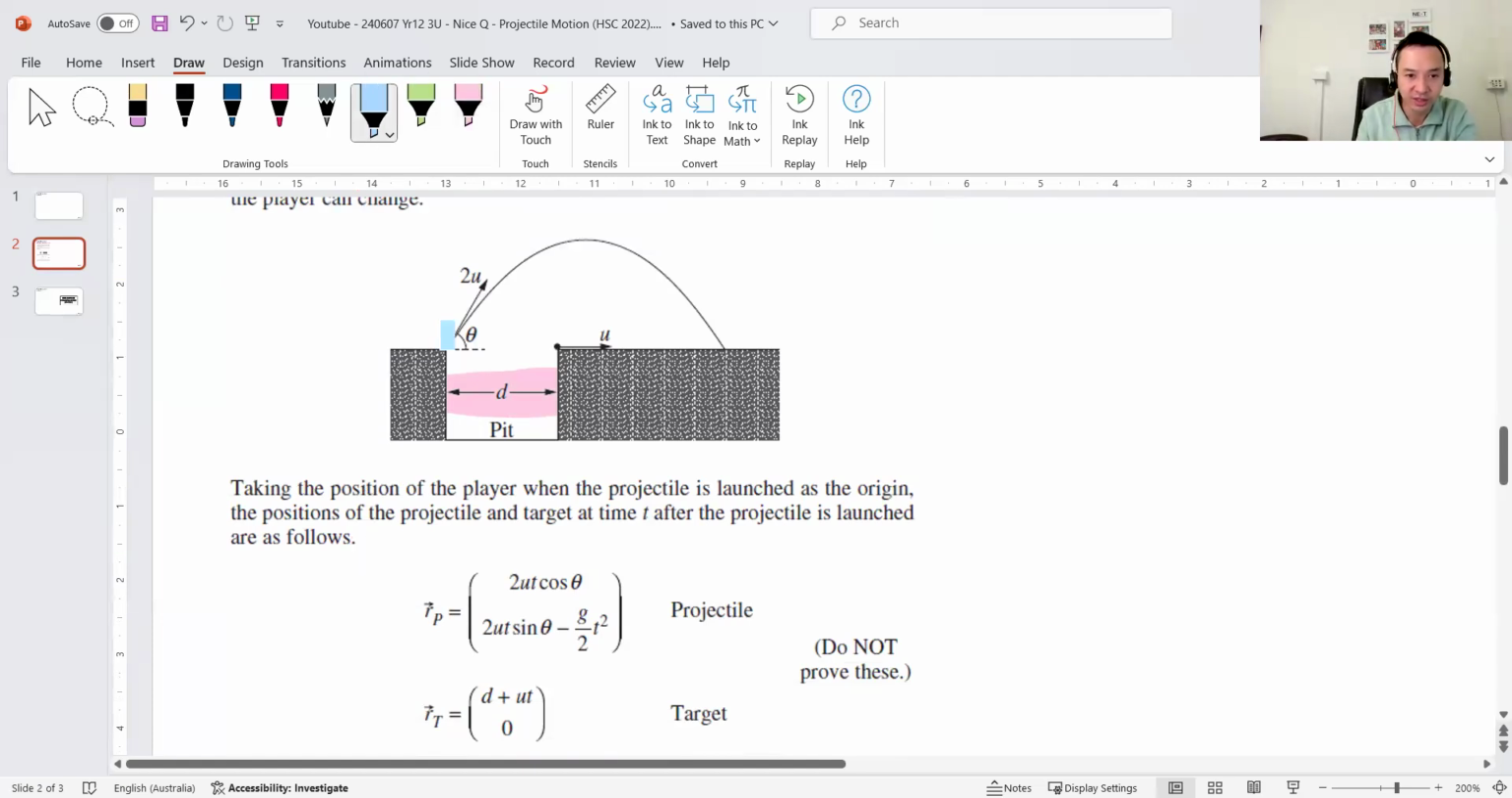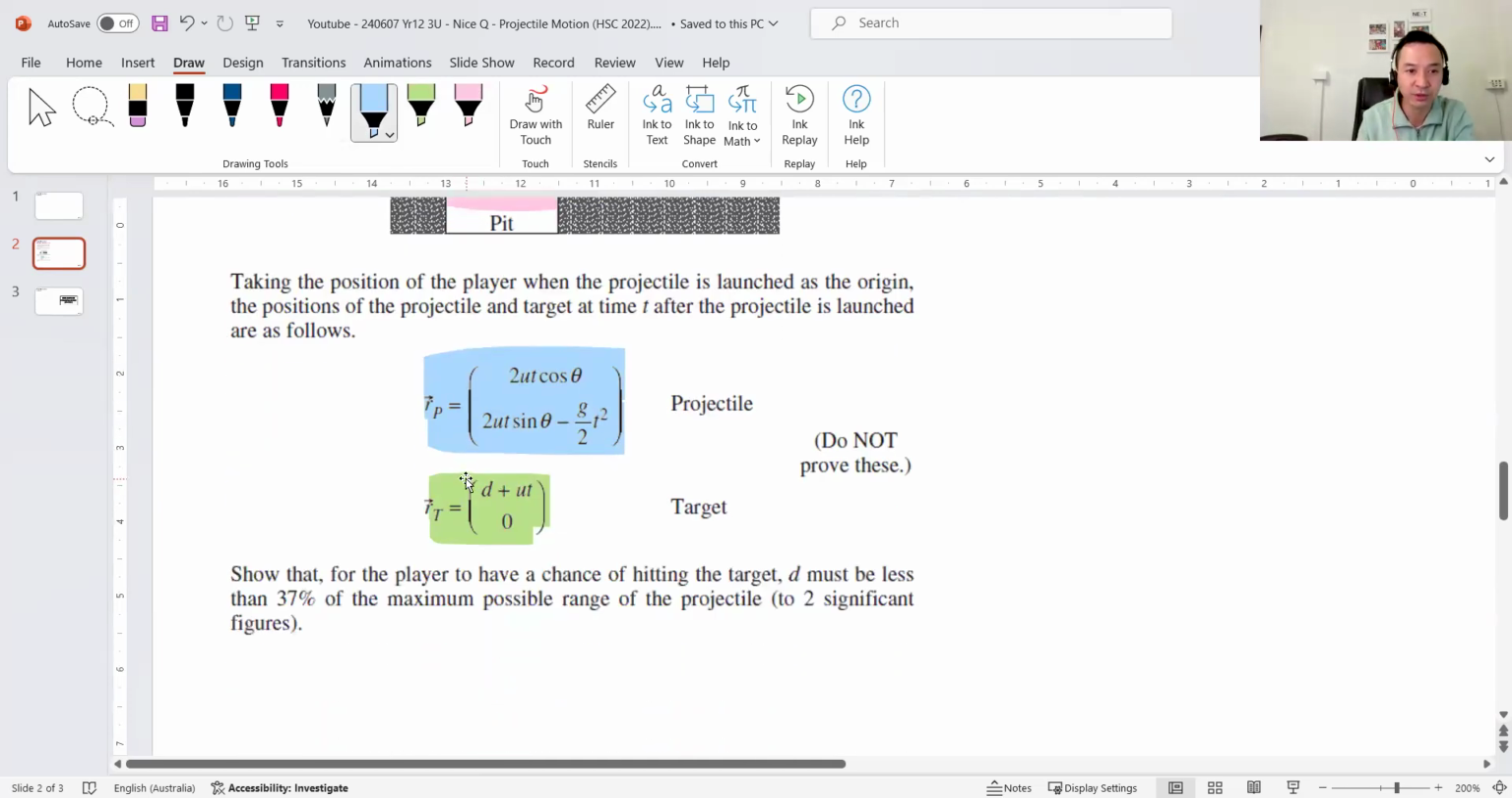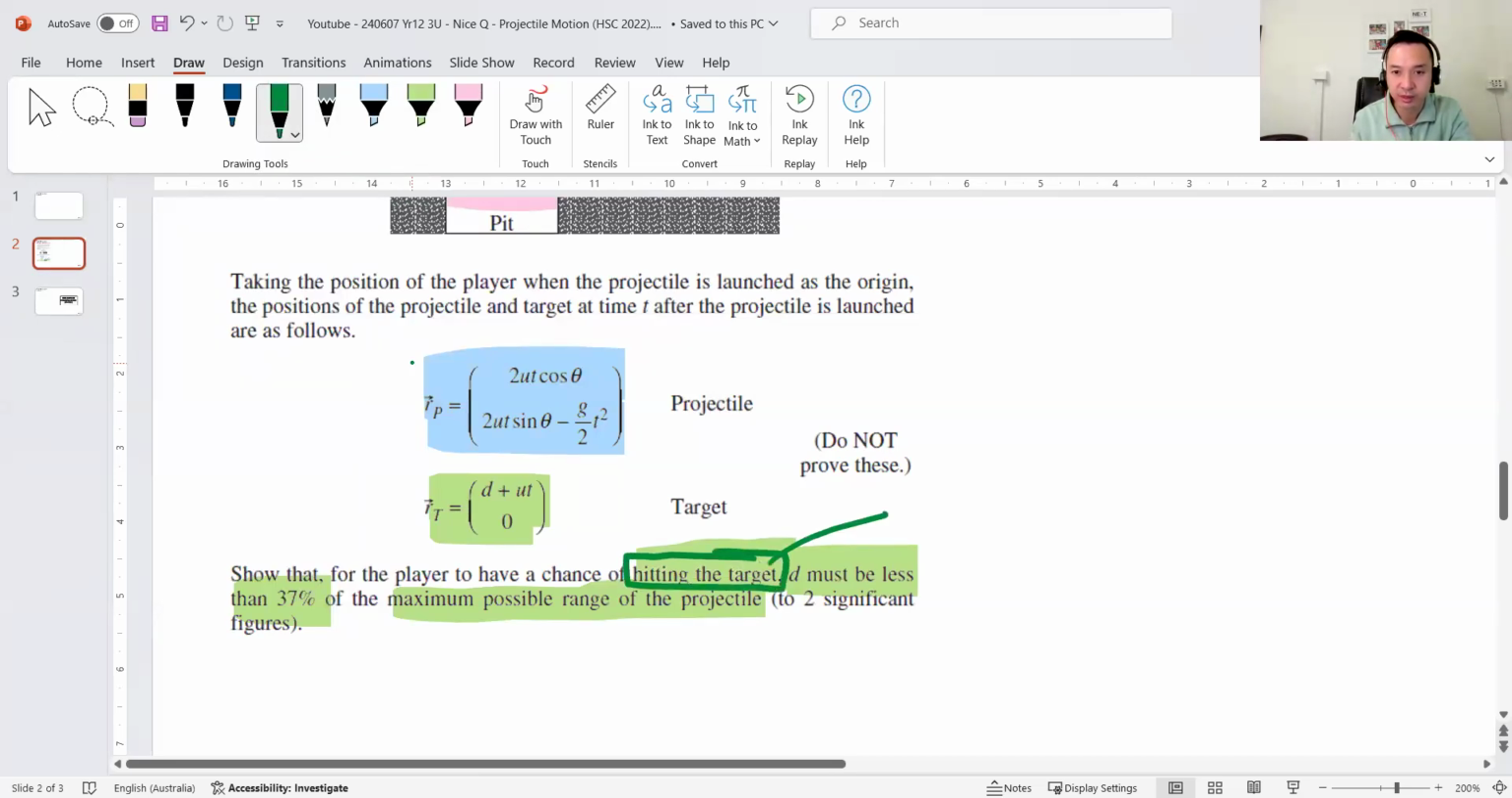So this is the projectile itself, and this is the target. Just to be clear, the target's moving away, the projectile was projected, and I'm assuming there's a collision of some sort. Now this is what I need to prove: show that for the player to have a chance of hitting the target, D must be less than 37% of the maximum possible range of the projectile. Hitting the target means collision, right?